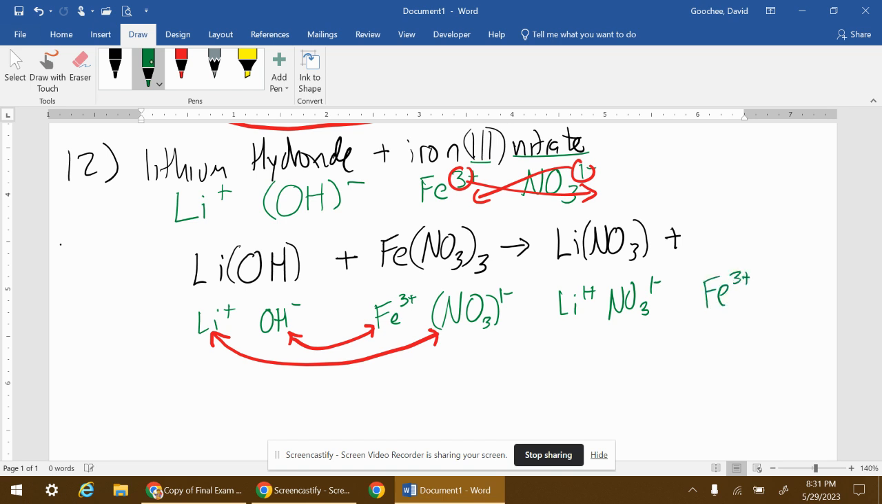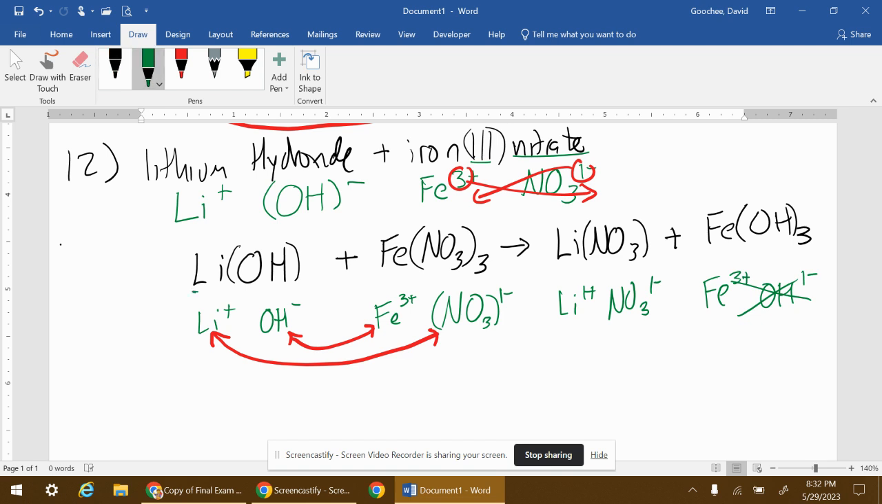Fe3+ and OH1 minus. Crisscross, we get a single iron and 3 hydroxide. I don't know why, but I can tell you that this is where most students will mess up this problem. They will write it down like this. This compound has an iron, an oxygen, and 3 hydrogens. That's not what's going on here. What's going on is you have an iron and 3 hydroxides. All right, just make sure you get that down.